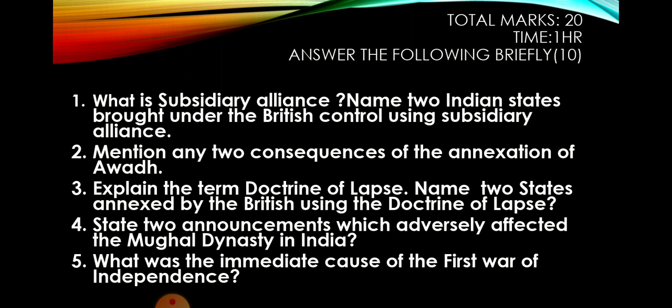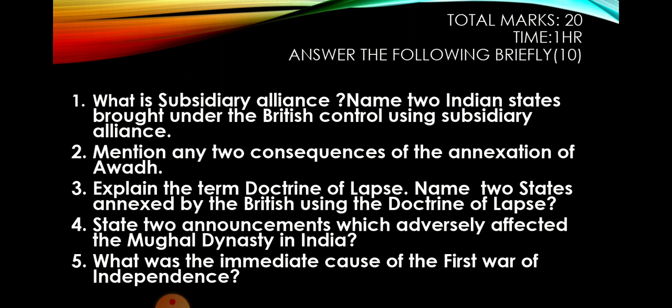Second question, mention any 2 consequences of the annexation of Awadh. From the question it is clear, you have to write 2 consequences of the annexation of Awadh. Each point carries 1 mark, so the total mark is 2.